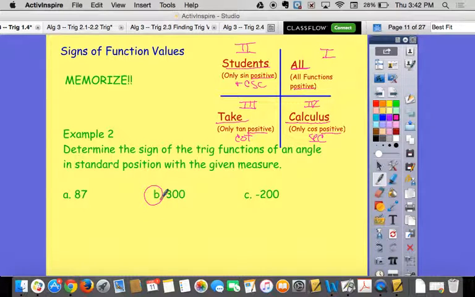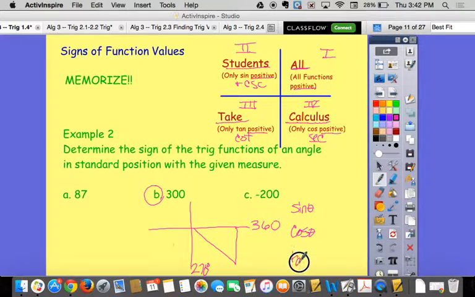Determine the sine of the trig functions of an angle with this measure. Well, where is 300 degrees? This is 360 and this is 270. So 300 is somewhere down here. Fourth quadrant. Who is positive in fourth quadrant? Looks like cosine and secant are positive. So if you had to, you could tell me sine, cosine, tangent. And I realize that this is not the most sophisticated way to write this, but it will be effective for right now. So cosine and secant are positive, and the rest of them are negative.